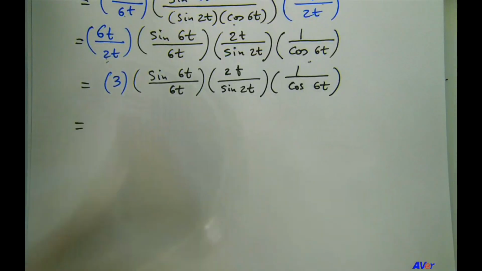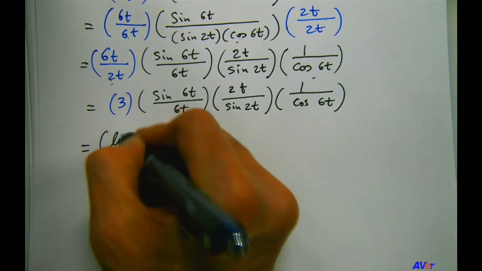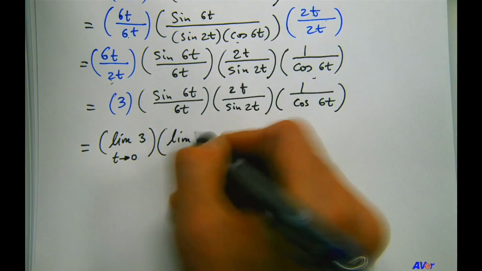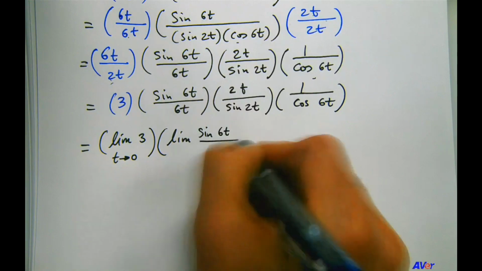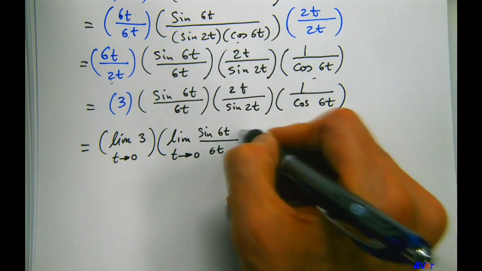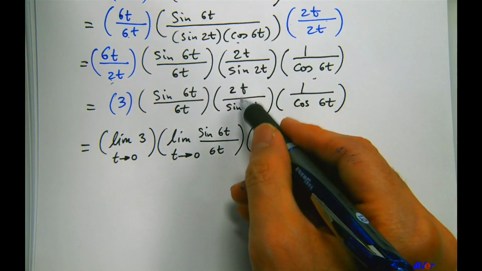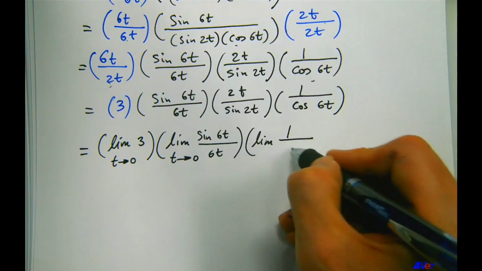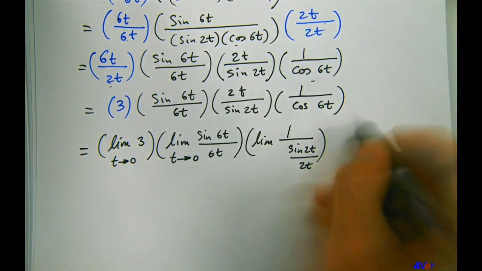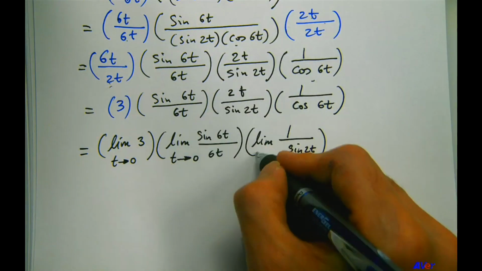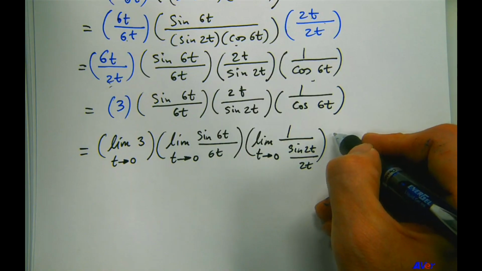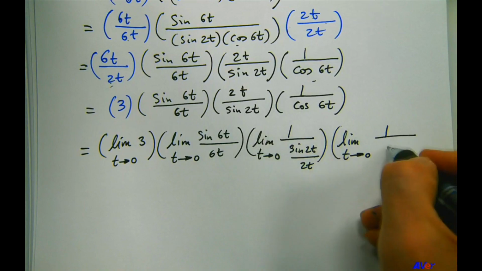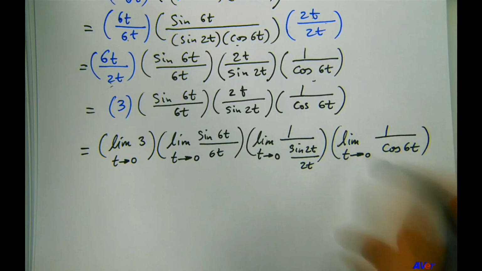From the first expression, we have the limit of 3 as t goes to 0, times the limit of sine of 6t divided by 6t as t goes to 0, times, we need to take the reciprocal of this, don't we, just like the previous example. So the limit of 1 over sine of 2t over 2t as t goes to 0, times the limit of this function, 1 over cosine of 6t as t goes to 0.